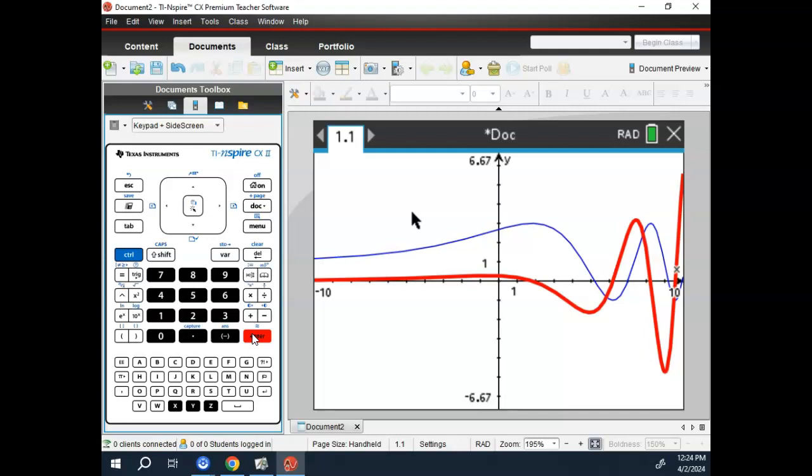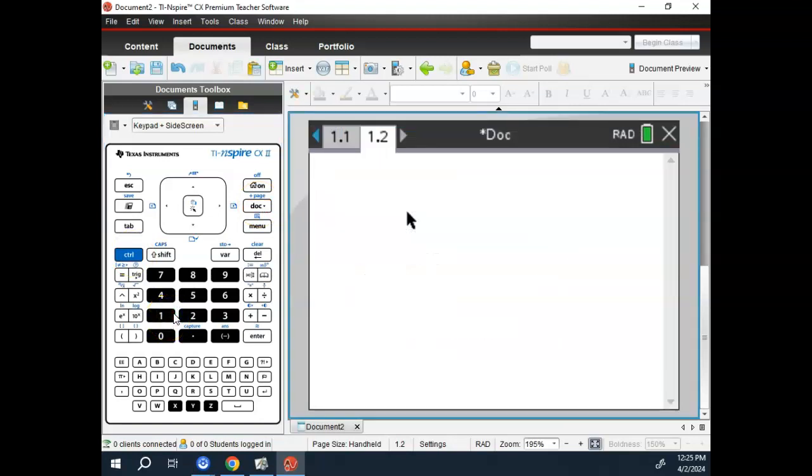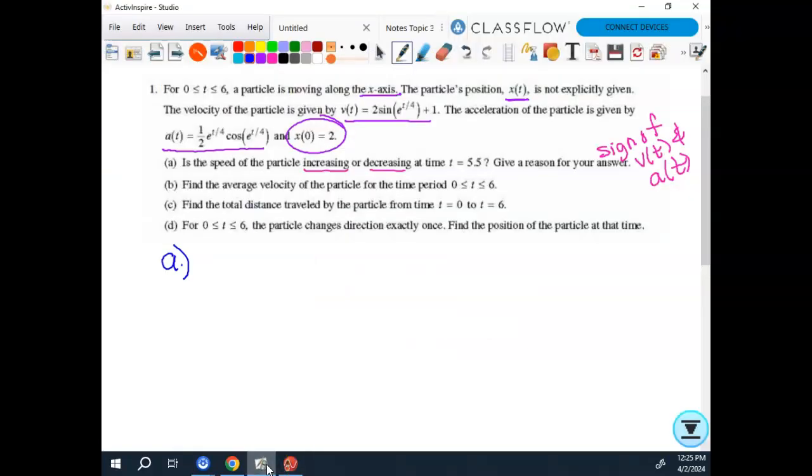All I really need to know is at t equals 5.5, what is the sign of velocity and acceleration? So I'm going to add a calculator. Control doc to add a page. I'm adding a calculator. Now, we're also going to go back up here and write ourselves a little note. V of t, we put that in f1 of x. A of t, we put that in f2. That way you can keep them straight.